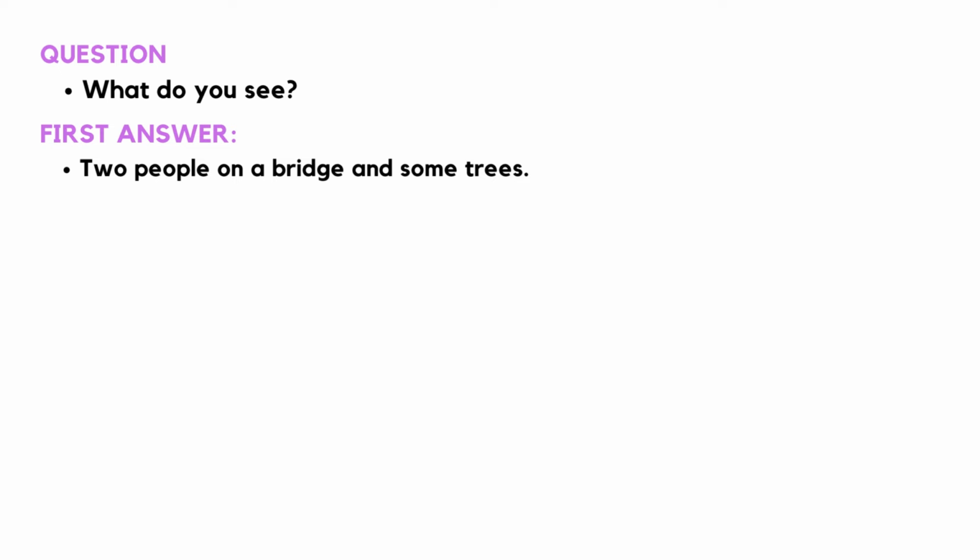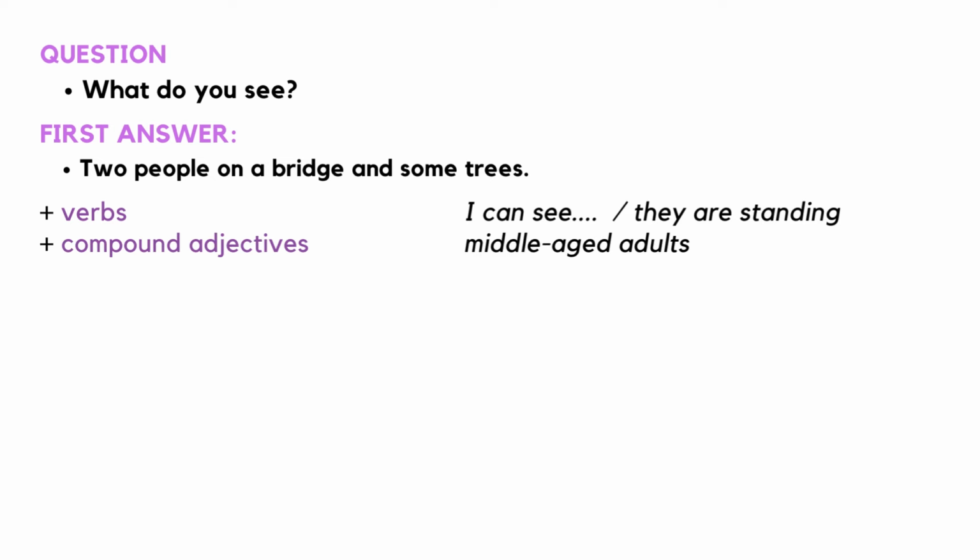Do you remember our first question? What do you see? Well, we started off with a basic answer. Two people on a bridge and some trees. Then we added some verbs. I can see. They are standing. And some compound adjectives.